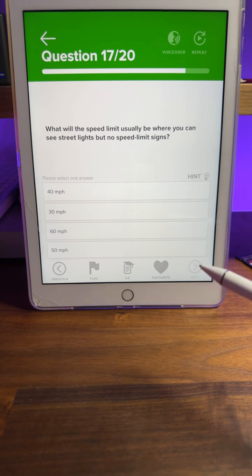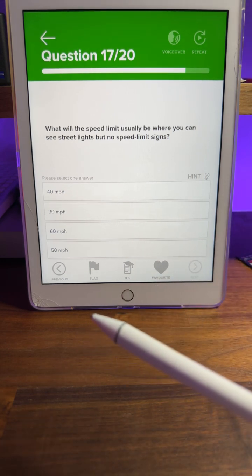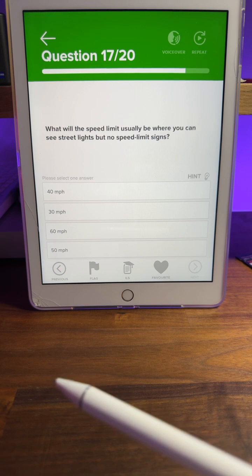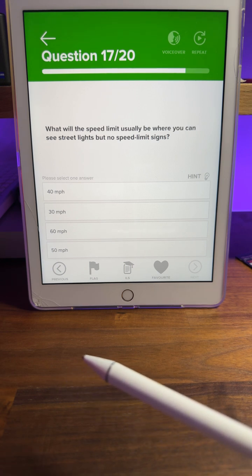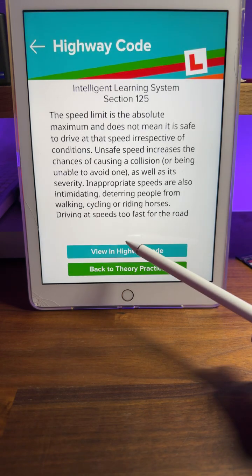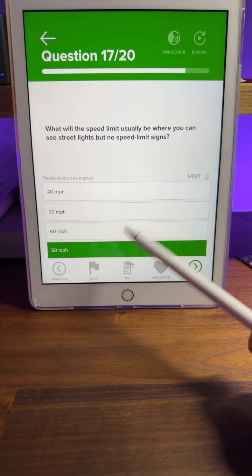Question 17. What will the speed limit usually be where you can see street lights but no speed limit signs? Is it 40, 30, 60, or 50? Oh, what have I done? Oh, I clicked that one, didn't I? Okay, so what's it going to be?